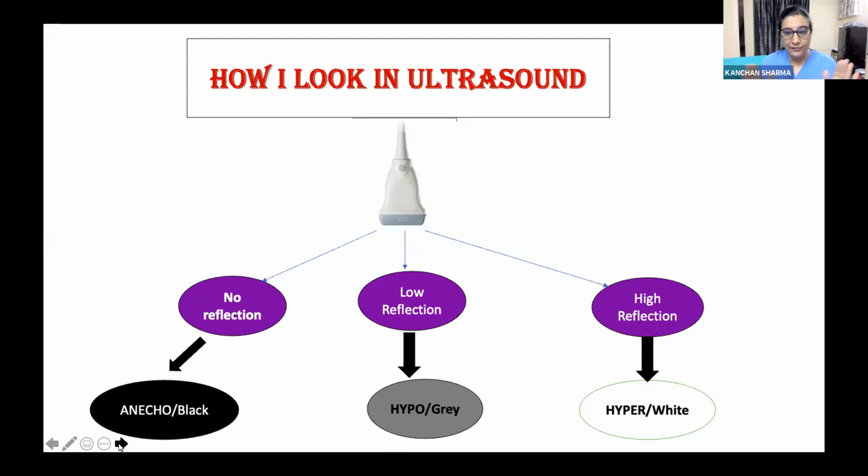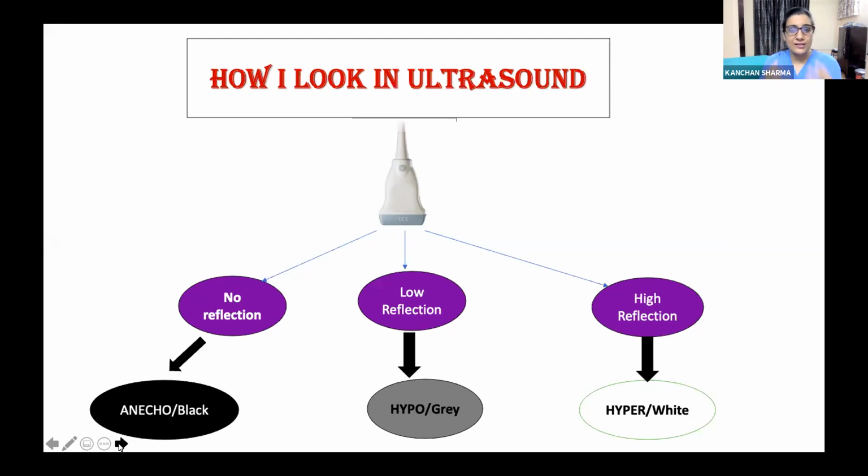Just remember one clear funda. If a structure is reflecting a good amount of echoes back to the transducer, that structure is going to look hyperechoic to you. Hyperechoic means white, because what we are looking at in ultrasound is different shades of gray, with which we are able to distinguish between various structures. So a structure which has high reflectivity, which reflects a large amount of echo back to the transducer, is going to look hyperechoic to you.